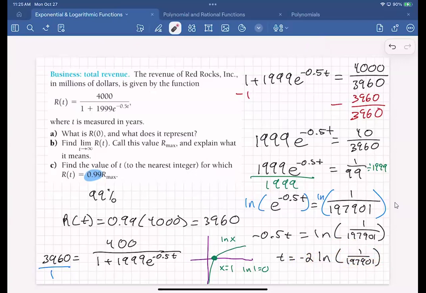We're trying to find in what year we are going to get to 99% of that maximum value. With that said, what we should get is a pretty decent sized t value here, right? Just remember, they want us to round to the nearest whole value.